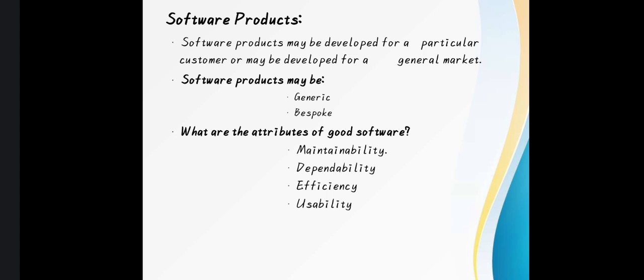Then, software products. Software products may be developed for a particular customer or may be developed for a general market. Software products may be generic or bespoke. What are the attributes of good software? The attributes of good software are maintainability, dependability, efficiency, and usability.